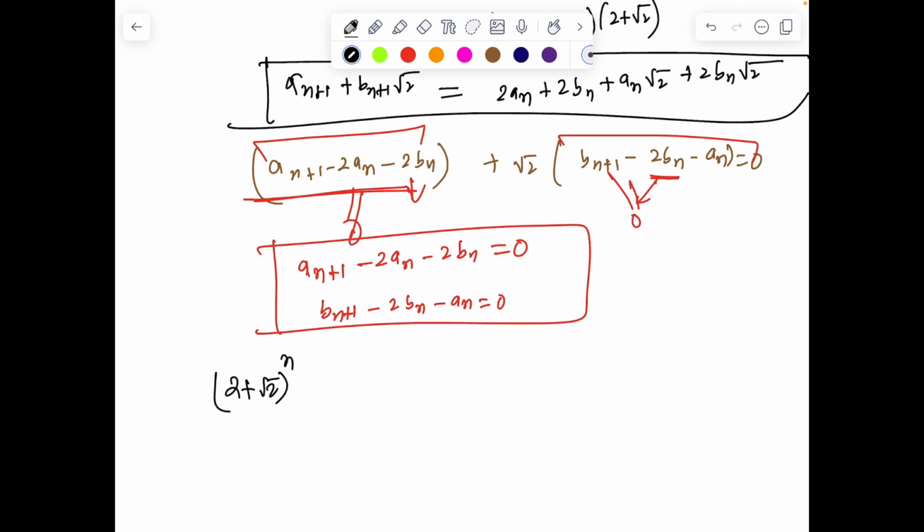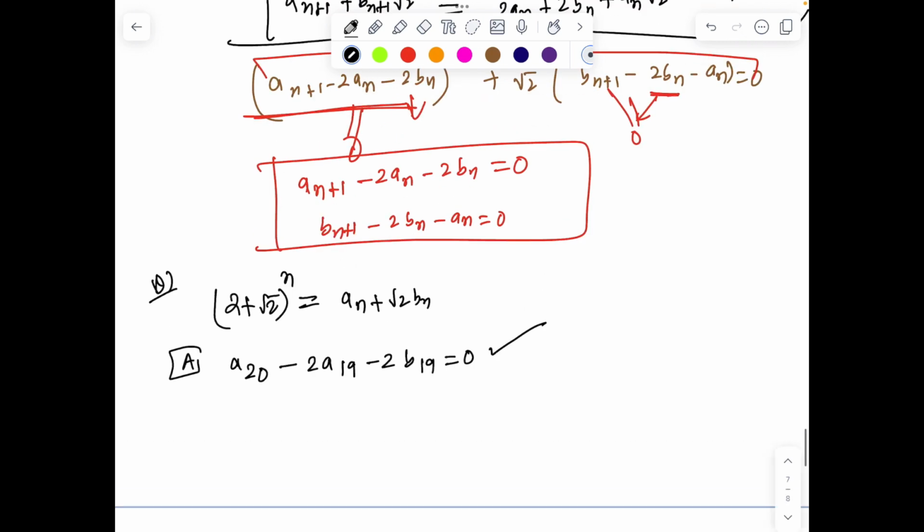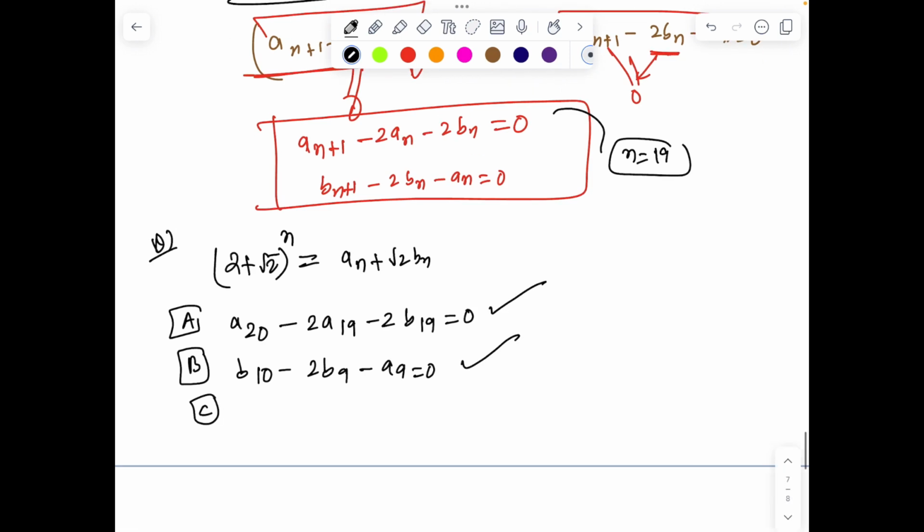लेकिन अब वो क्या करेगा, देखो binomial theorem के नाम पे बहुत ही अच्छा scam कर देगा. They'll write this as an plus root 2 bn and now they'll create an option. ऐसा question डाला, option में डाल दिया a20 minus 2 times a19 minus 2 times b19 equals 0. So of course it is correct because put n equals 19 here. ऑप्शन बी डाल दिया, b10 minus 2b9 minus a9 is 0. So this is also correct. Option C, now they'll put limit n tends to infinity an by bn and that is root 2. I hope you are getting the point.